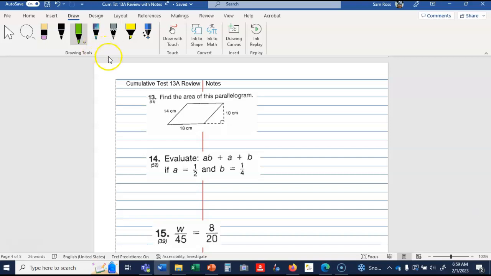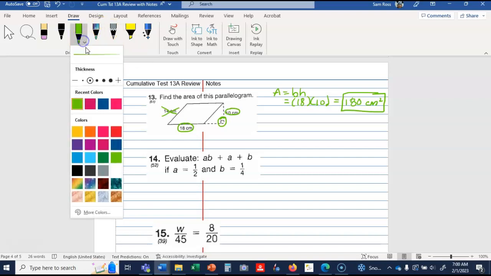So we have find the area of this parallelogram. We know that the area of a parallelogram is base times height. And the base and the height have to make a 90-degree angle. So this is our base, and this is our height. Do not use that. So we have 18 times 10, which gives us 180 centimeters squared. So go ahead and write that down. I would suggest all of these markings as well.